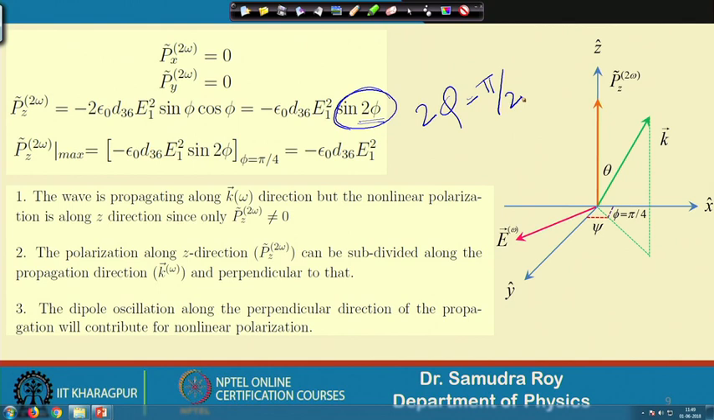So, at sin pi by 2 we know that we have maxima. So, here the angle is 2 phi. So, phi has to be pi by 4, the angle pi by 4, for which we will get the P z maximum. So, P z maximum as written here is this quantity at phi equal to pi by 4, which is simply epsilon 0 d 36 E 1 square.